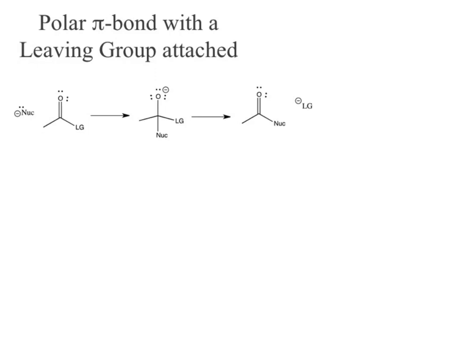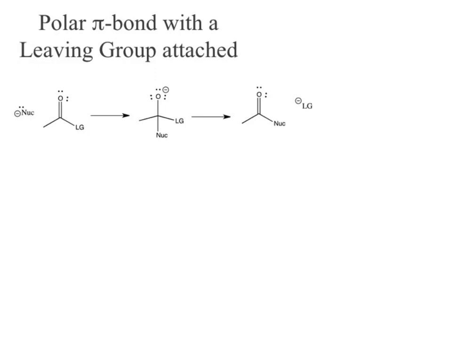Candy. Polar pi bond with leaving group attached. So, this is now going all the way back to our mechanisms. If we have a polar pi bond, our carbonyl, and that carbon has a leaving group attached to it, that changes the chemistry of the carbonyl, and that's where we get our nucleophilic addition followed by our elimination.